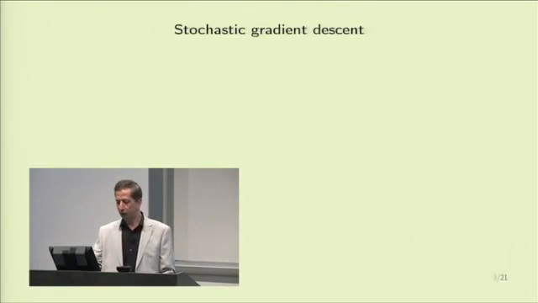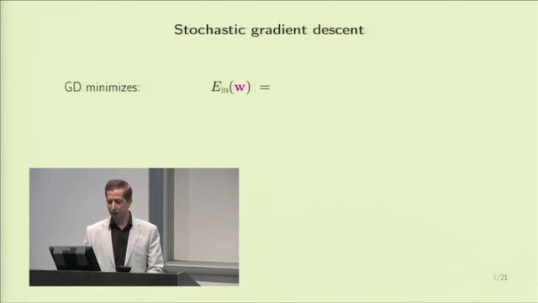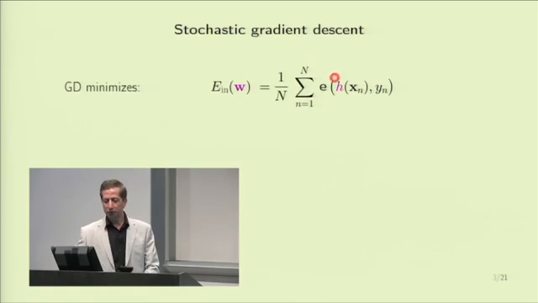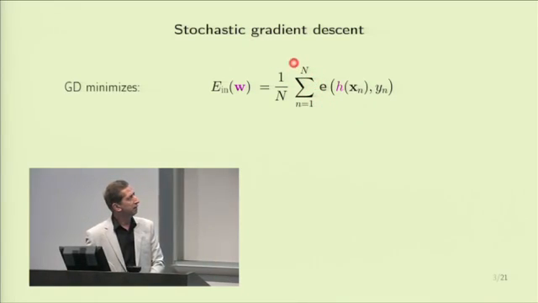Okay. So let's start with stochastic gradient descent. What do we have? We have gradient descent, and gradient descent minimizes an error function that is a function of W, minimizes it with respect to W, and that happens to be an in-sample error in our mind. And it is the in-sample error.